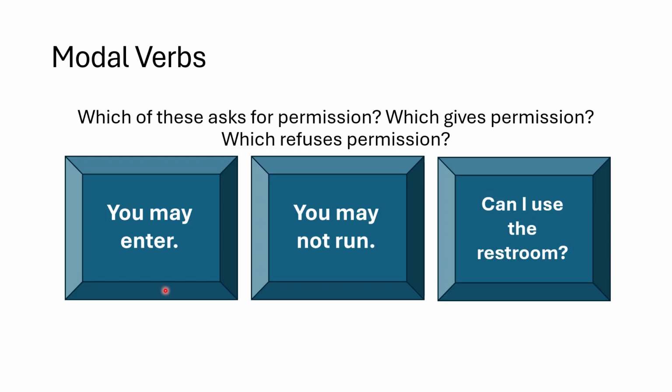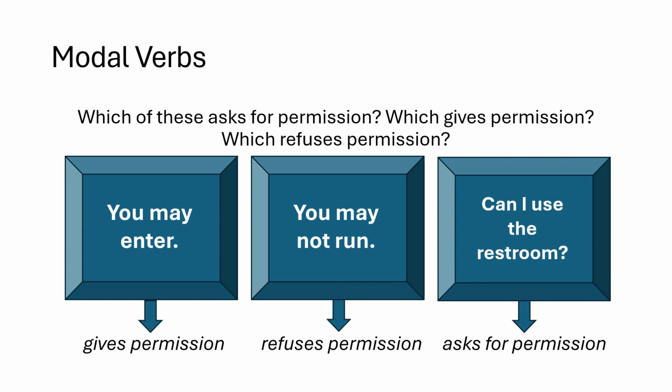Which of these asks for permission? Which gives permission? Which refuses permission? You may enter. You may not run. Can I use the restroom? You may enter gives permission. You may not run refuses permission. Can I use the restroom? Asks for permission.